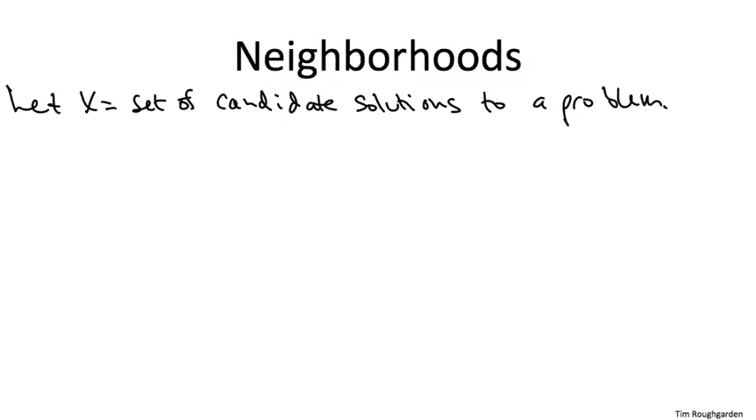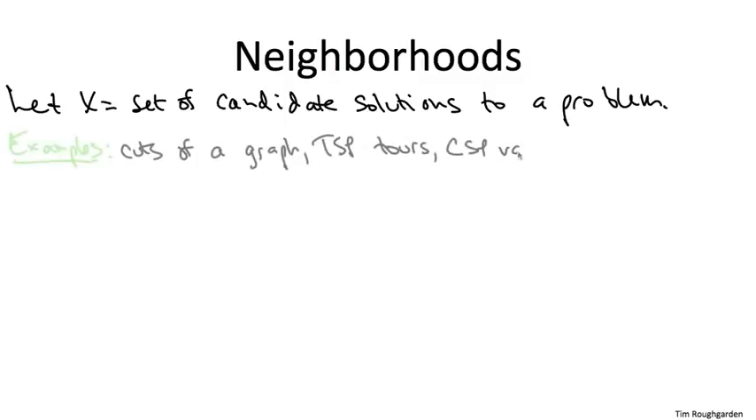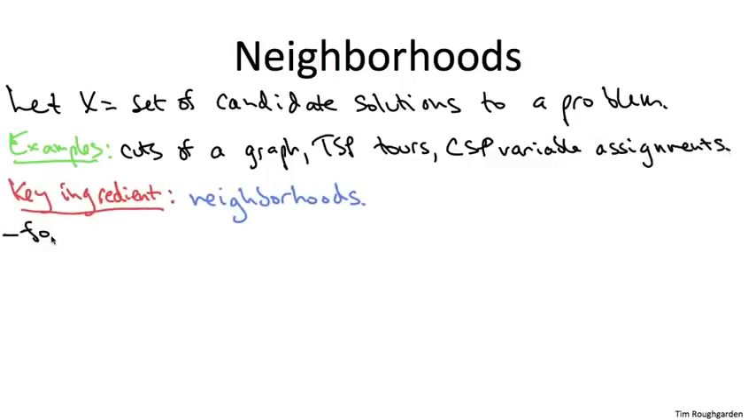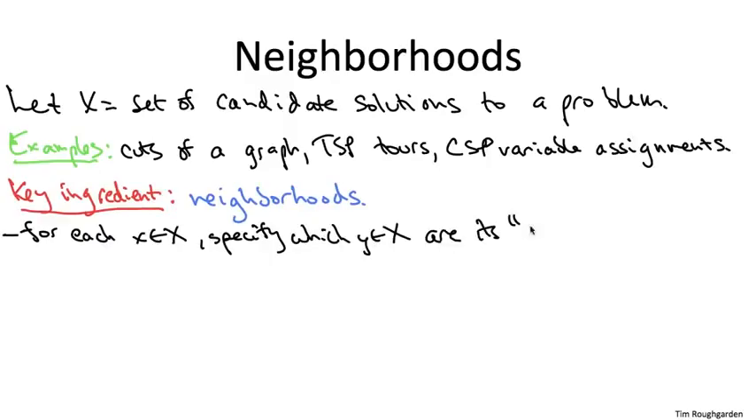What are some examples? Well, in our last video, X was the cuts of some given graph G. Other examples would include the tours of an instance of the traveling salesman problem, or perhaps the possible assignments to variables in some constraint satisfaction problem. A fundamental ingredient to the local search approach is the definition of a neighborhood. That is, for each candidate solution little x in the space of all possible solutions capital X, you need to define which other solutions little y are the neighbors of little x.